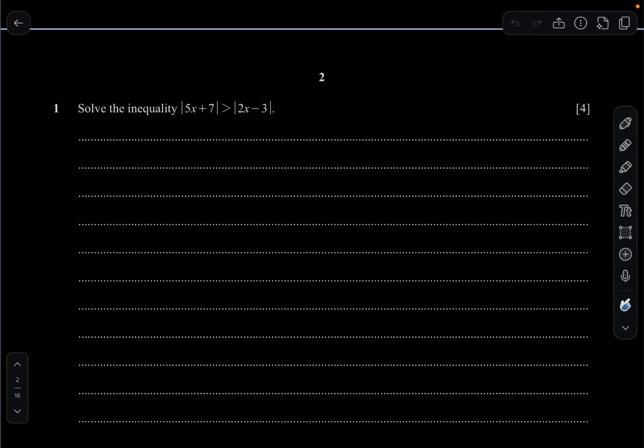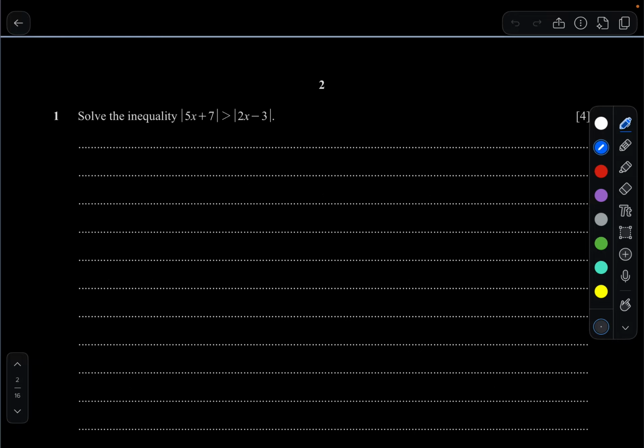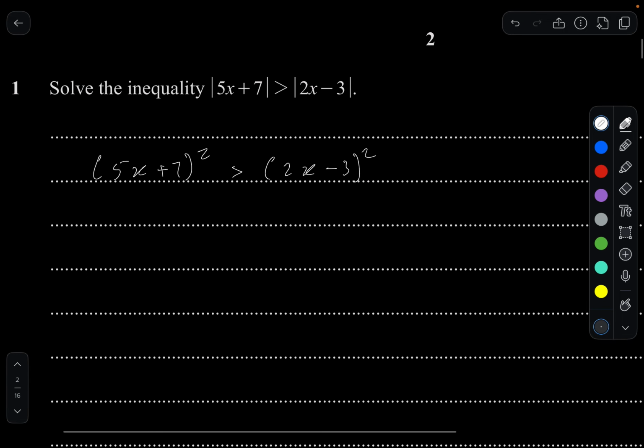So good afternoon. Whenever you receive this question, the easiest way is obviously to square both sides. So it'll be, just write it in white, (5x + 7) squared greater than (2x - 3) squared. From here onwards, you're going to expand those things.